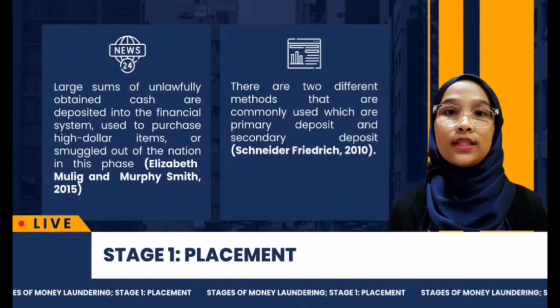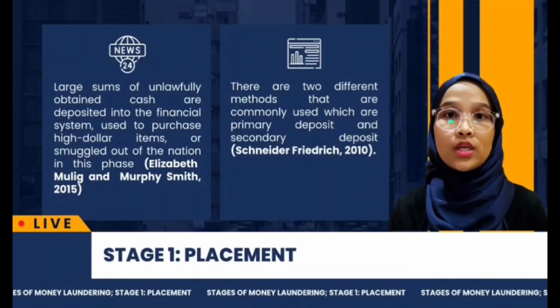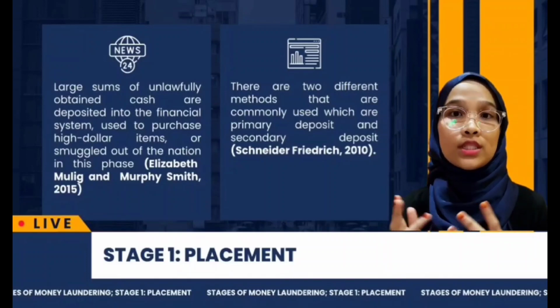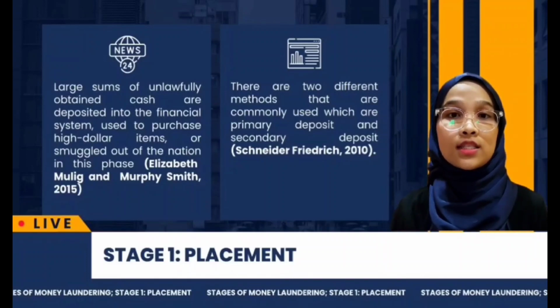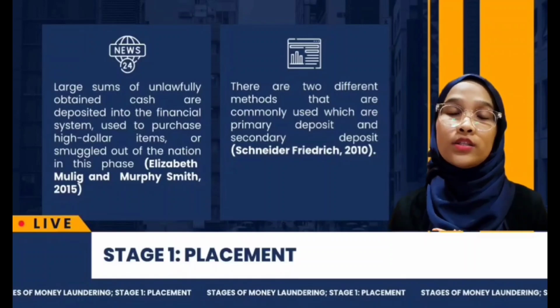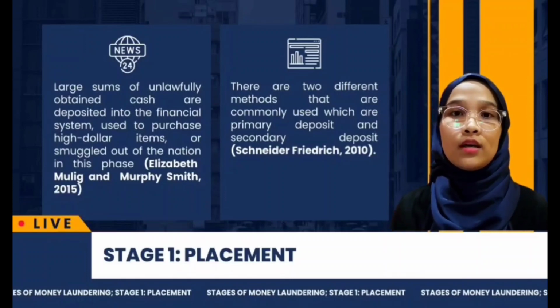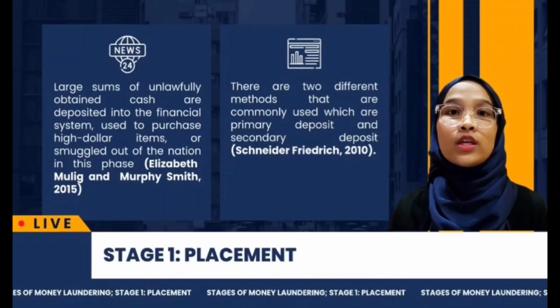Schneider Friedrich 2010 states that there are two different methods that are commonly used. Using primary deposit, one can immediately deposit illegal proceeds into a legitimate financial system without attracting regulatory attention, whereas secondary deposit is an indirect infiltration of money supply into the banking system, resulting in the conversion of cash into book money via the interconnection of legal persons.